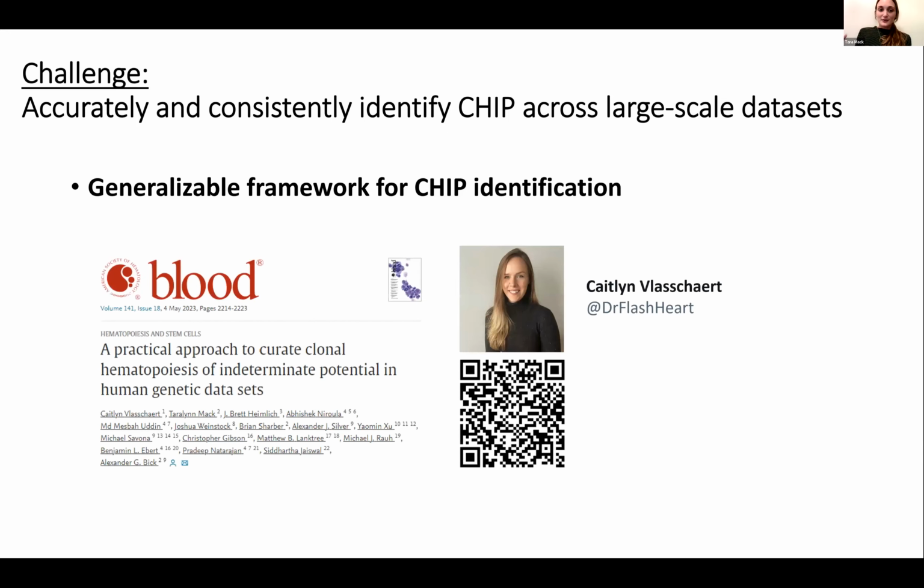And I want to show you, so this is the paper that I'm going to be talking about today and where this work comes from. And I want to definitely shout out the lead author, Caitlin Blashhart, who is very much the CHIP calling guru of our lab and has been really great at streamlining this whole process. So I'm going to be talking about a lot of her efforts today and efforts we've worked on together. But if you're interested in the nitty-gritty details of all of this, please check out this paper because it's a really great resource if you're interested in doing CHIP calling.